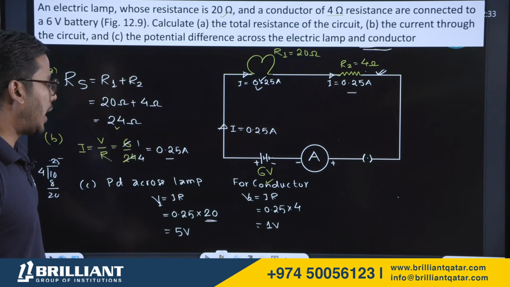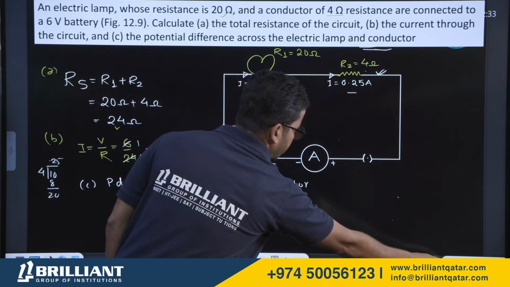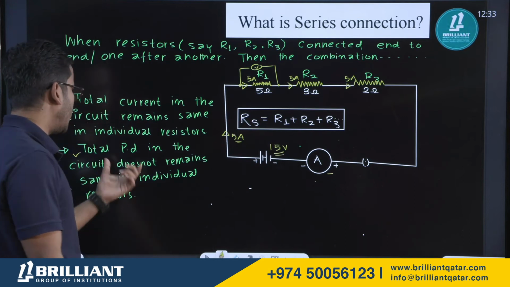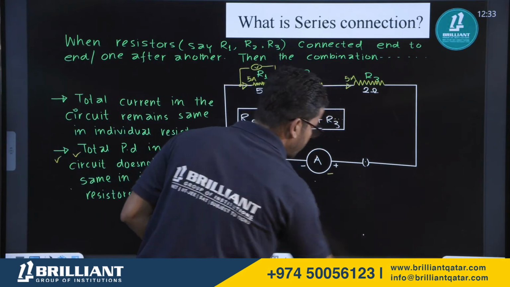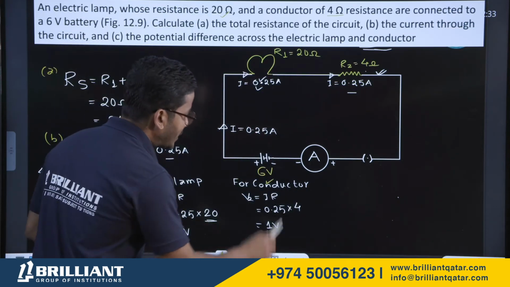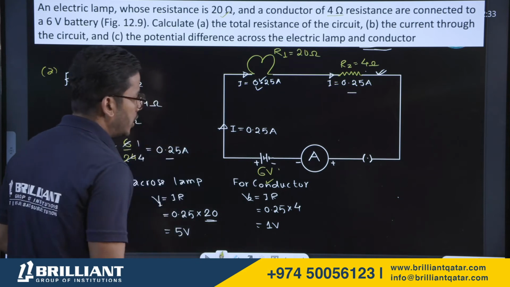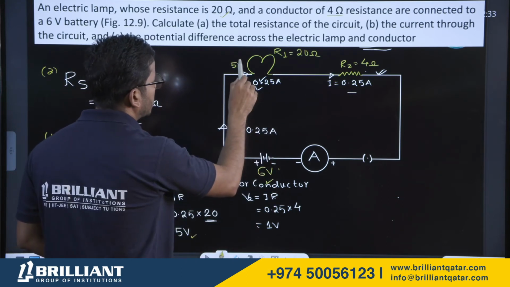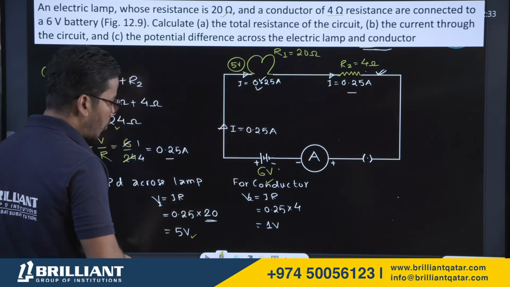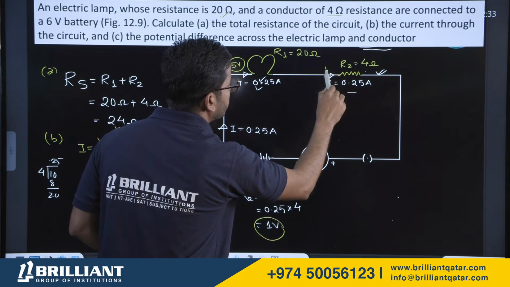Okay, now let me have a look at the second part of the statement. Which statement? This statement. Did I tell you the potential difference in the circuit does not remain the same in individual resistors, right? So let me have a look. What is the total potential difference you have? You're going to tell me, sir, 6 volt is given. All right, so how much did you get here? For the lamp you got 5 volt. How much have you got for the conductor? You have got 1 volt.